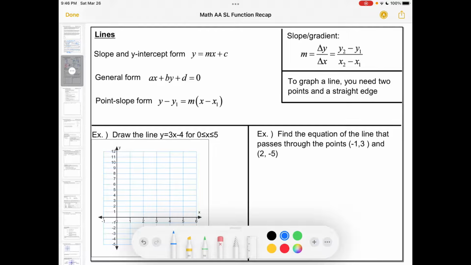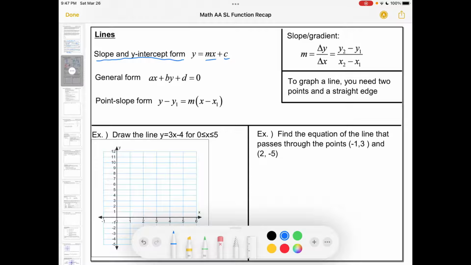So three common forms that you'd see lines written in, or equations given for them, are slope and y-intercept form, or you might know it as gradient and y-intercept. Y equals mx plus whatever letter you want. It's C in the formula booklet. General form is when you have 0 on one side. And then point slope form, y minus y1 equals m times x minus x1.